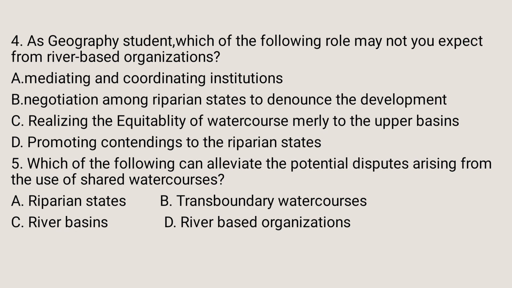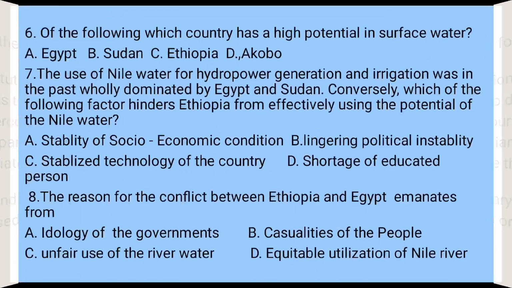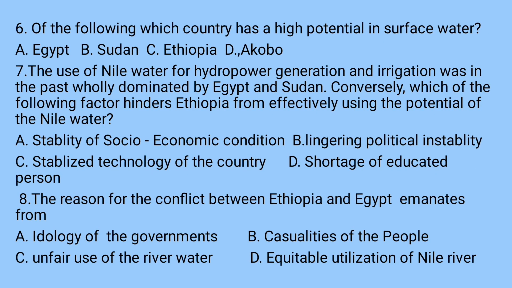Question number 5. Which of the following can alleviate the potential disputes arising from the use of shared watercourses? A. Riparian states. B. Transboundary watercourses. C. River basins. D. River-based organizations. Question number 6. Of the following, which country has a high potential in surface water? A. Egypt. B. Sudan. C. Ethiopia. D. Akobo.